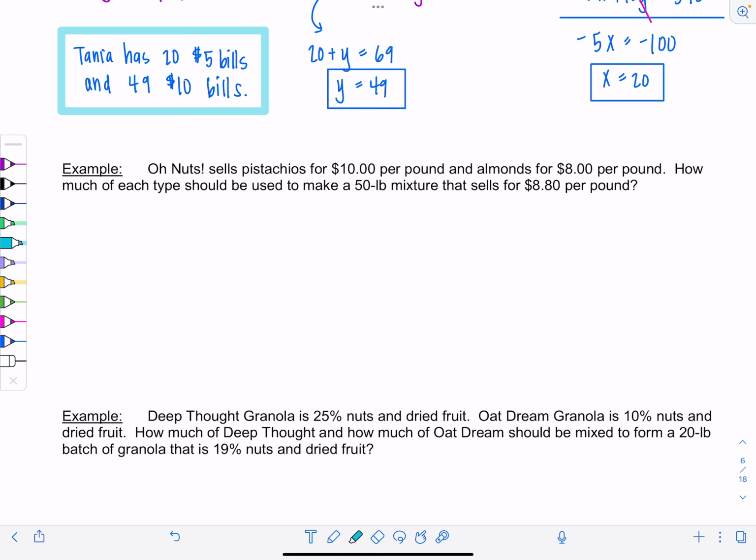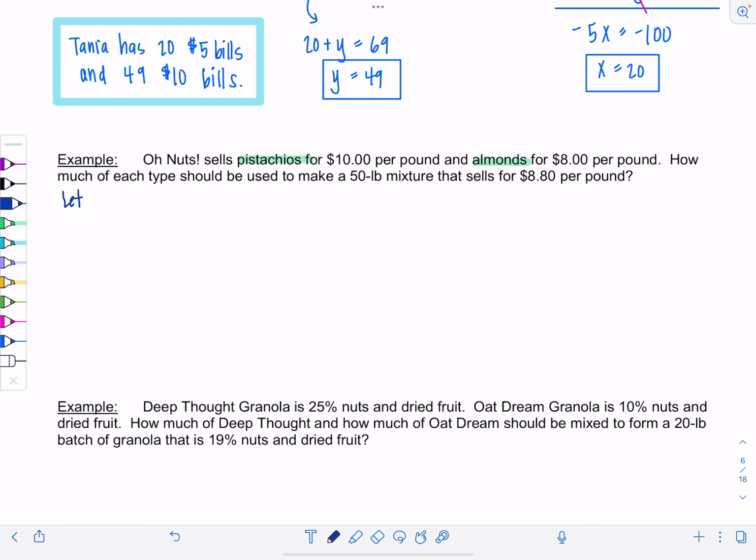Anyways, so we're making a mix of pistachios and almonds. Again, we're going to have a quantity equation and a value equation. So pick your variables. Let's just let X equal the number of pounds of pistachios. And then Y is going to be the number of pounds of almonds.